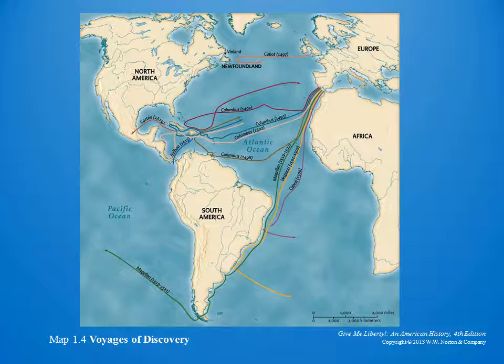Here we see a map. These are voyages of discovery. It shows Columbus's first Atlantic crossing in 1492, being followed very soon after by voyages of discovery by English, Portuguese, Spanish, and Italian explorers. And you can see the different colors, where they're starting out in Europe, and the major areas to which explorers went in the Americas.